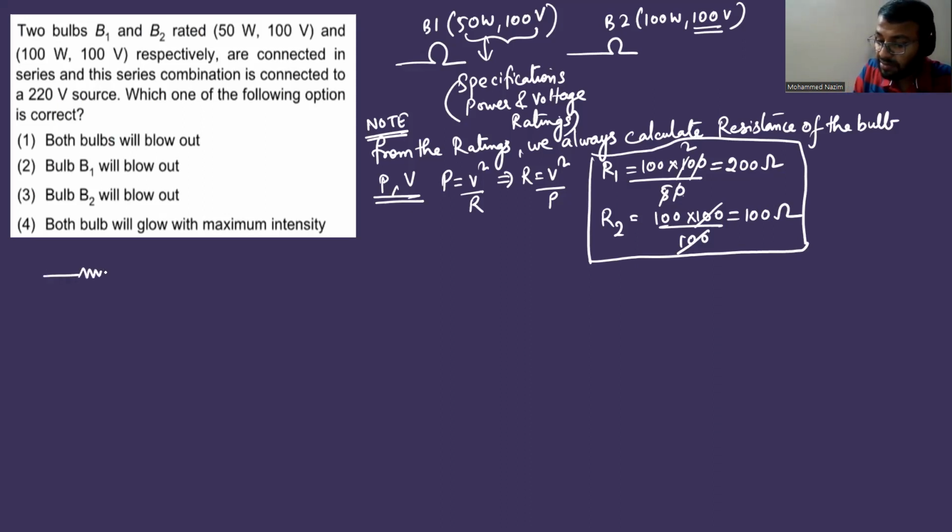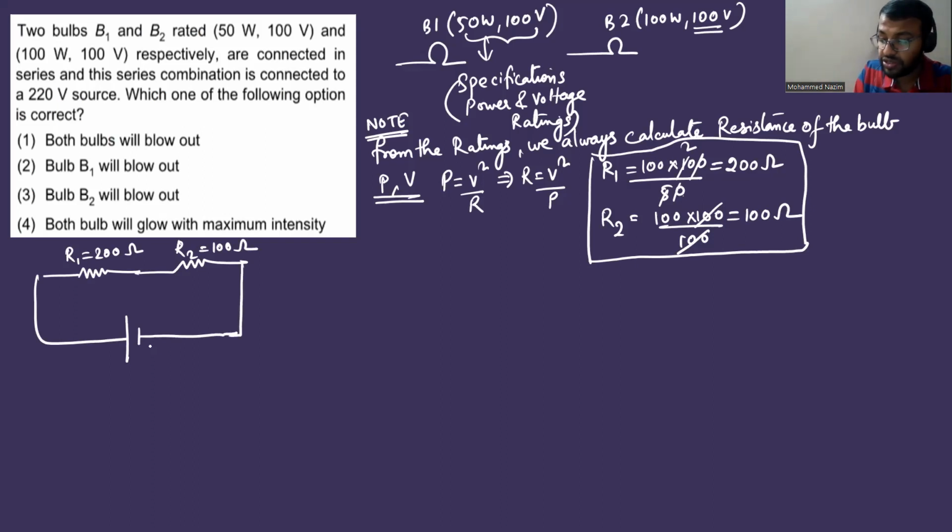So I'm going to write here. I have replaced bulb 1 with a resistance of 200 ohms, and the second bulb I have replaced by a resistance of 100 ohms. And then this is connected to what voltage? Both are connected in series to a voltage of 220 volt. Which of the following will be correct? Now a circuit is given for me.